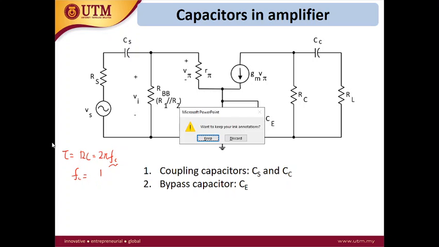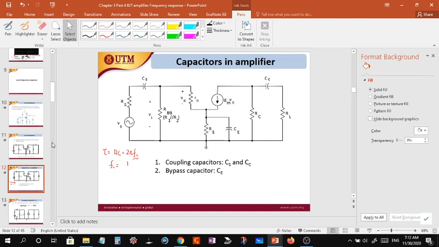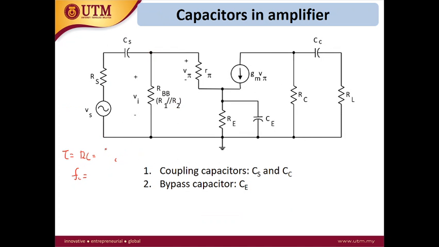Let me correct this one. This is not 2 pi FC. This is actually 1 over 2 pi FC. So you have FC equal to 1 over 2 pi RC.